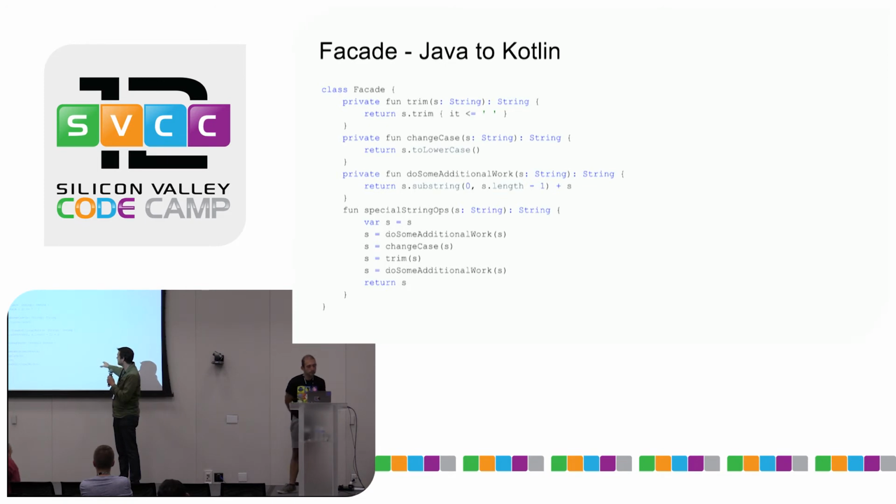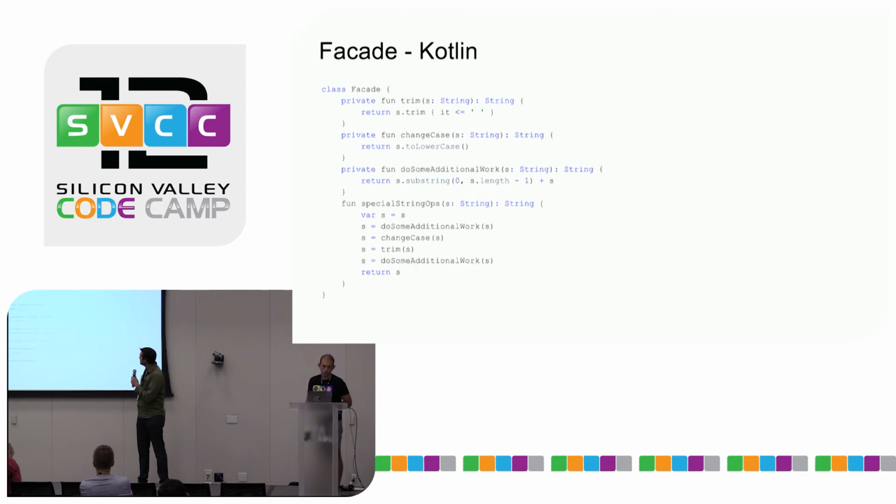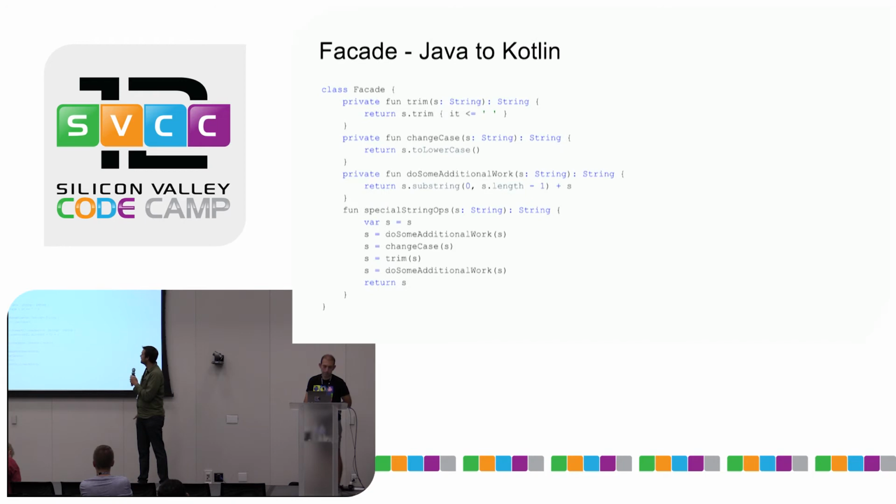So it looks very, very similar to the Java. We just have private function definitions there. And then here it is implemented in Kotlin.